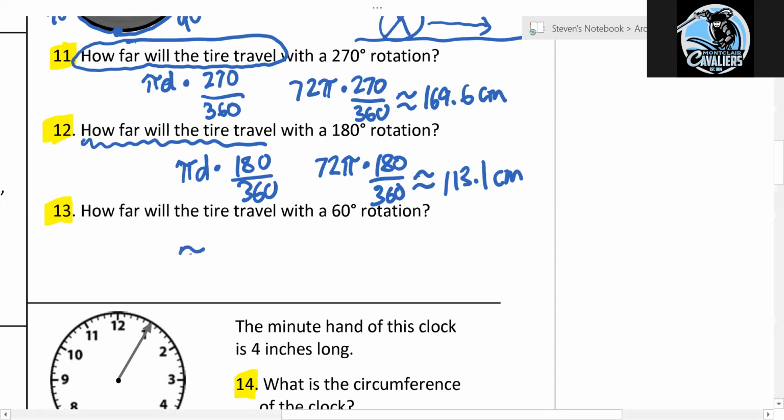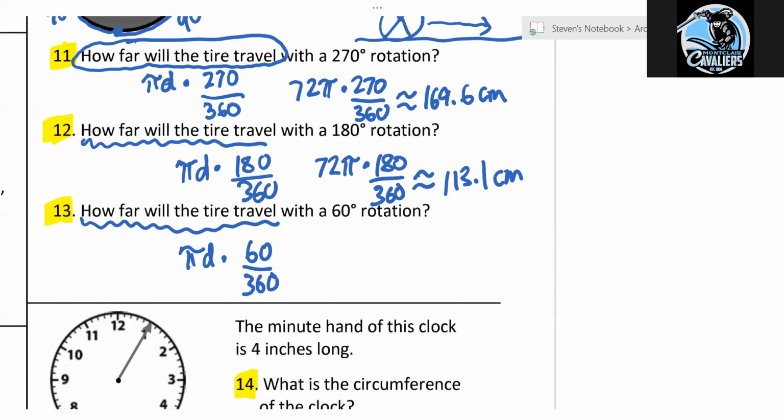It's the same exact thing, pi times diameter, but this time you're going to multiply it by 60 out of 360. Again, it's saying how far will the tire travel, so that's not area, that's a length, that's arc length.